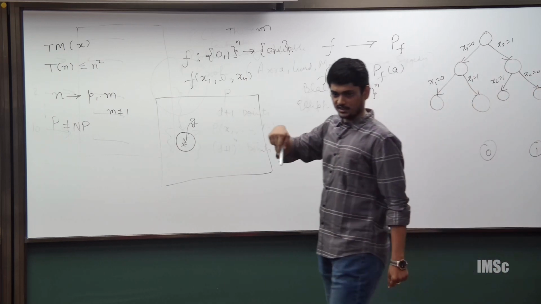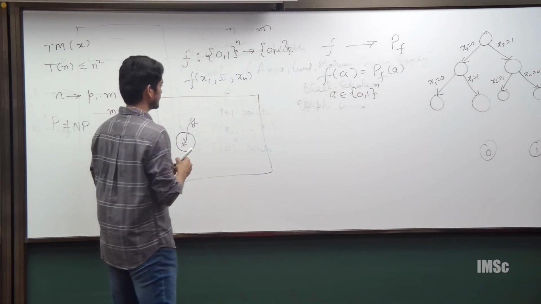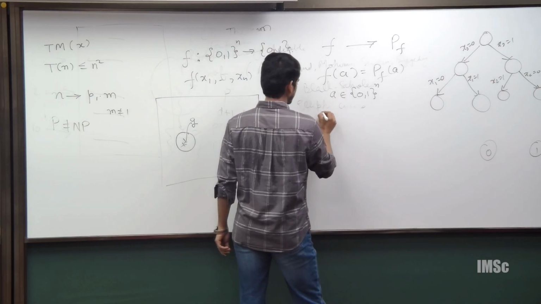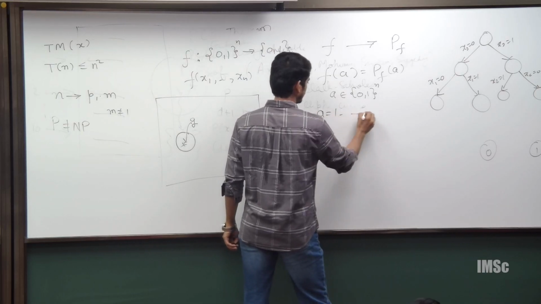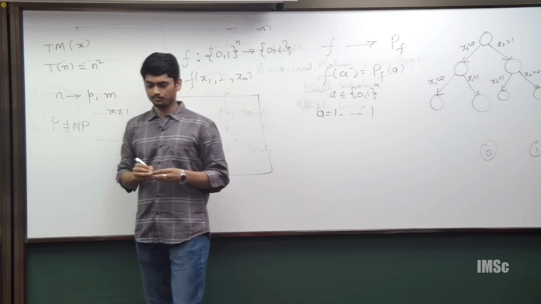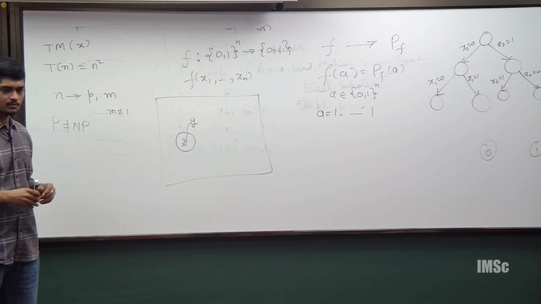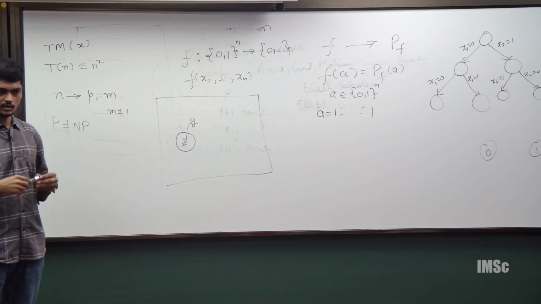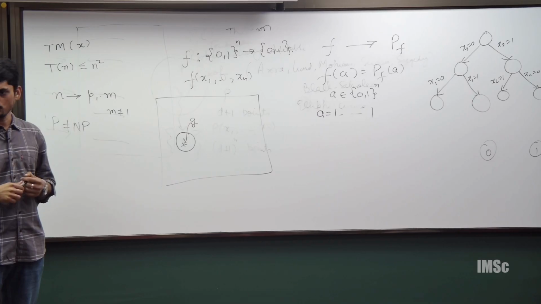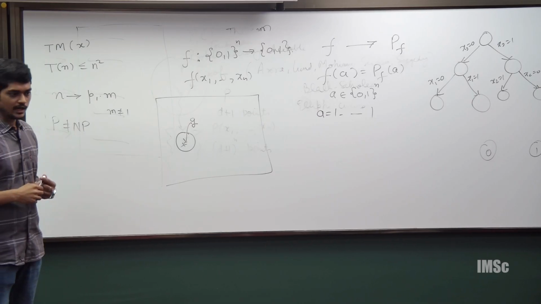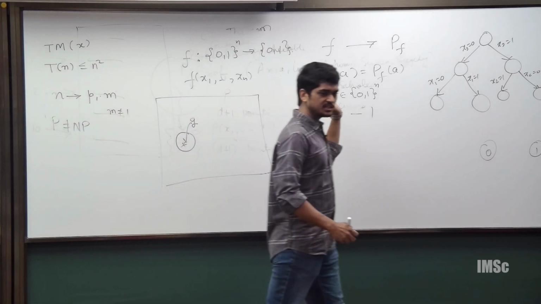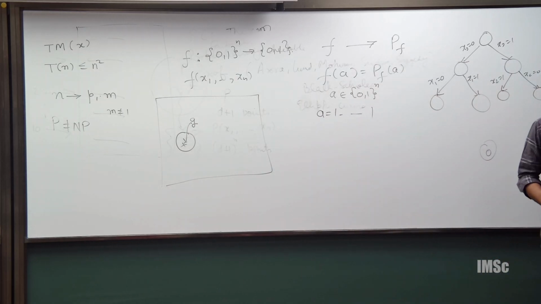So if I give you a function, let's say I give you the AND function. What is the AND function? It's just saying that if the inputs are all ones, then I will output 1, otherwise I will output 0. And I want you to construct a decision tree for it. So there is a very simple way to do this. How will you do it? How will you check all the inputs are 1?